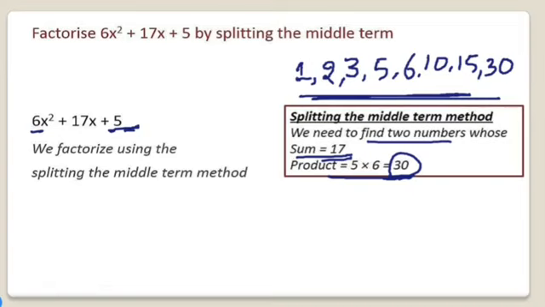Now by using these numbers, we are going to split the middle term. How? If we multiply these factors, we get 30. For example, take 5 and 6. If we multiply 5 and 6, we get 30. If we add those two, we get 11. Right?